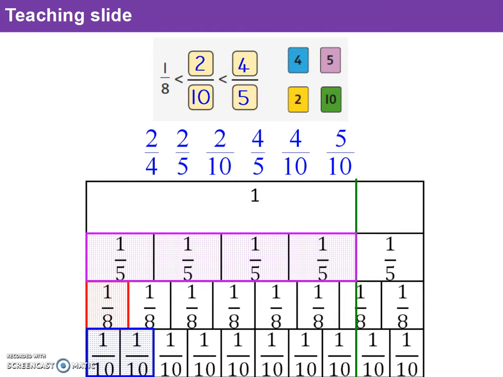But what would have happened if I had used 2/4 in this? Because I can use a 2 and a 4. Would I have been able to use a 5 and a 10 as another fraction? Give that a little think for a few moments.